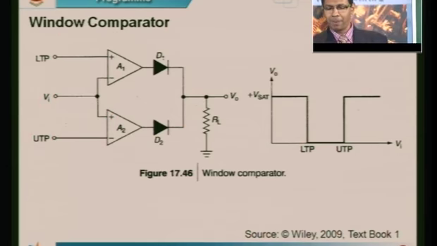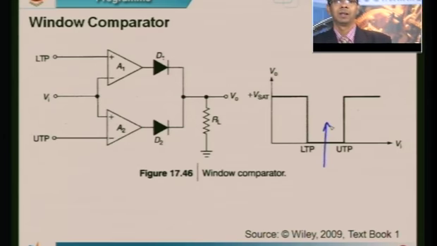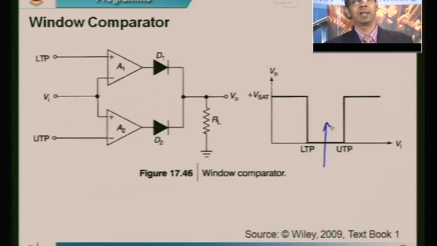So let us see now my input is in this region. I am trying to show a blue region now. Earlier it was less than LTP or greater than UTP. Now it is greater than LTP but less than UTP. That means it is in this band now wherein I want to check. Okay. Now let us see what happens to the upper comparator.